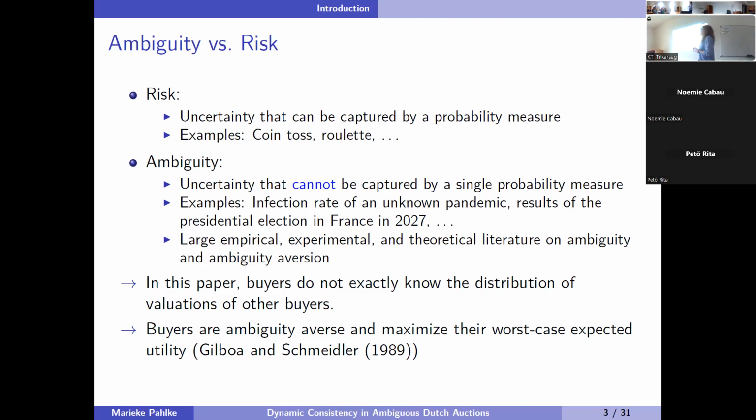There's a large literature about ambiguity in general in different settings, about ambiguity aversion, ambiguity loving, empirical, experimental, and theoretical. I don't want to go too much into detail. I will explain later how exactly I model ambiguity here. But the basic idea is that the buyers don't know exactly the distribution of the valuation of the other buyer, but they know the family of distributions. Exactly, they have a set of possible distributions. More precisely, it's an epsilon ball. I will be more precise on this later, but basically the seller has more information just because he has more experience, so he knows the distribution, but the buyer has an epsilon contamination.